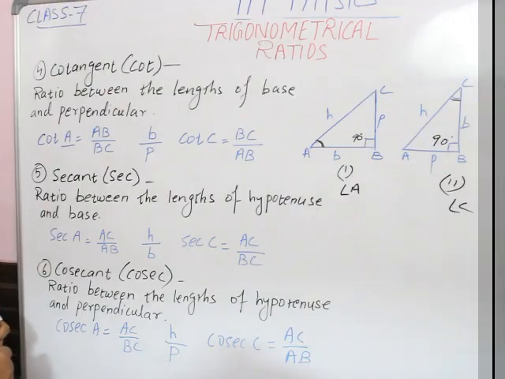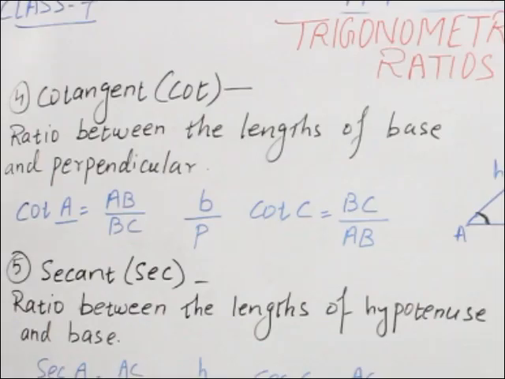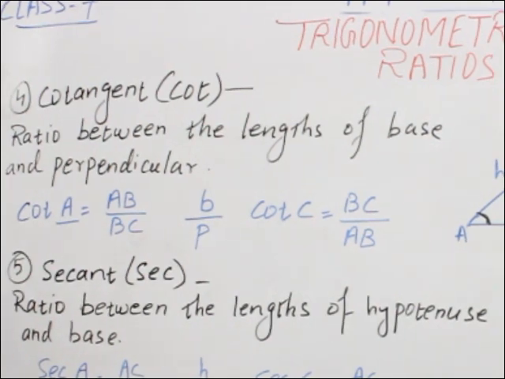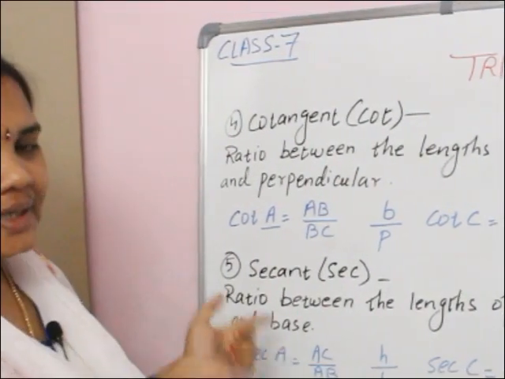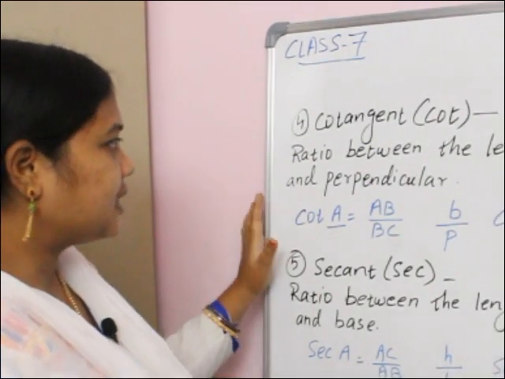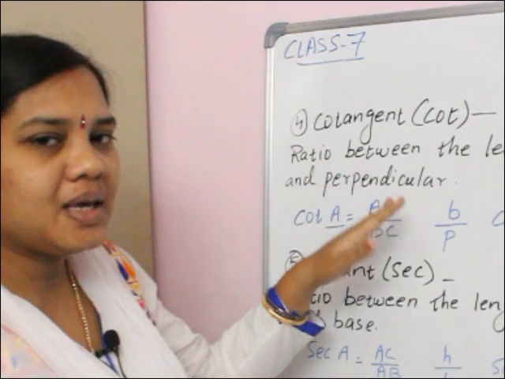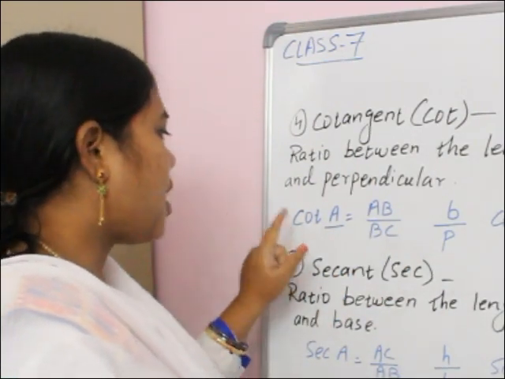Okay. Next trigonometrical ratio is cotangent, that is in short cot. So what is cotangent? Cotangent is a ratio between lengths of base and perpendicular. Cotangent is the inverse of tangent. Tangent is equal to P by B. Cotangent is equal to B by P. Reverse, inverse, it's reciprocal.